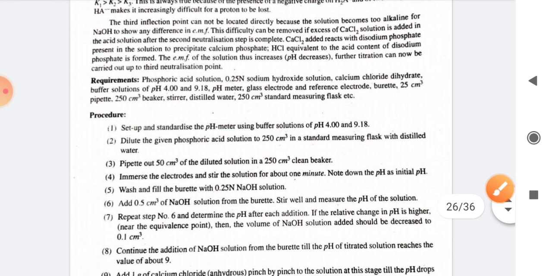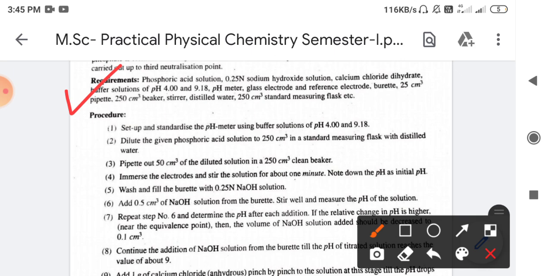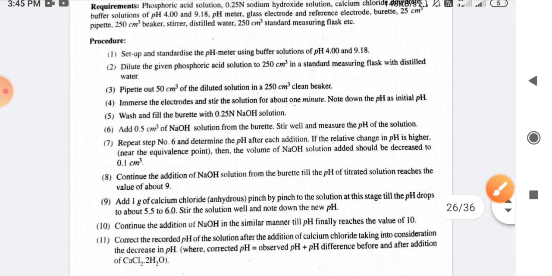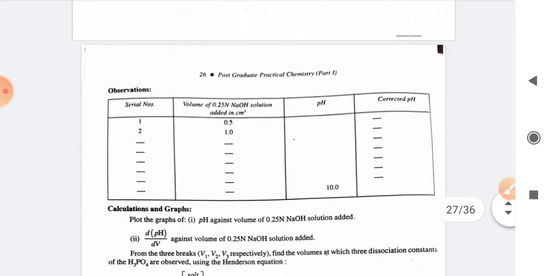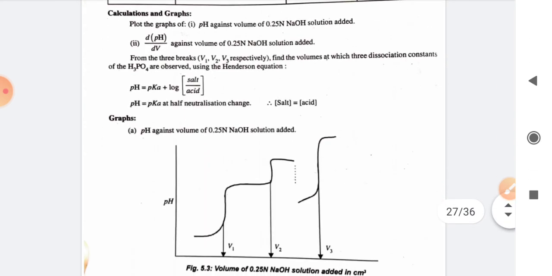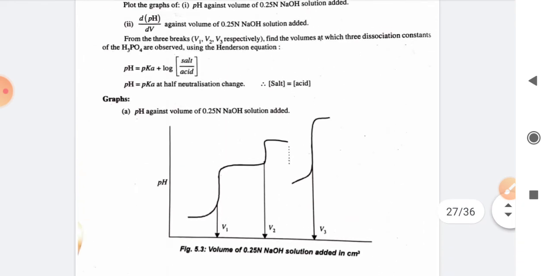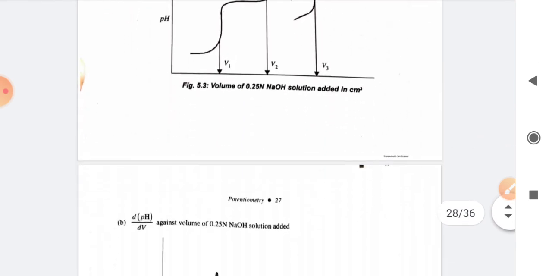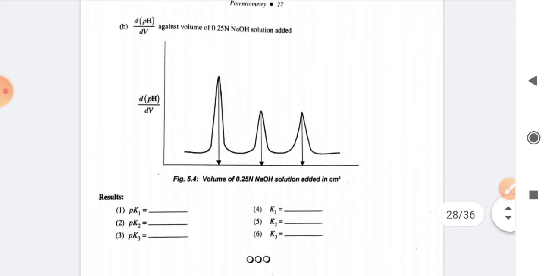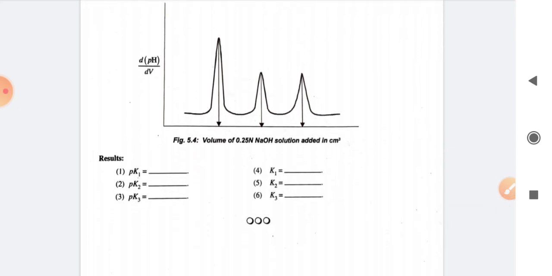Then next is what the various types of solutions required are. Then the procedure that we are going to perform, a specific theoretical question like the procedure for the given experiment. And next is the final conclusion, and what the expected results for this experiment are. So these are certain questions that might be asked from this experiment.